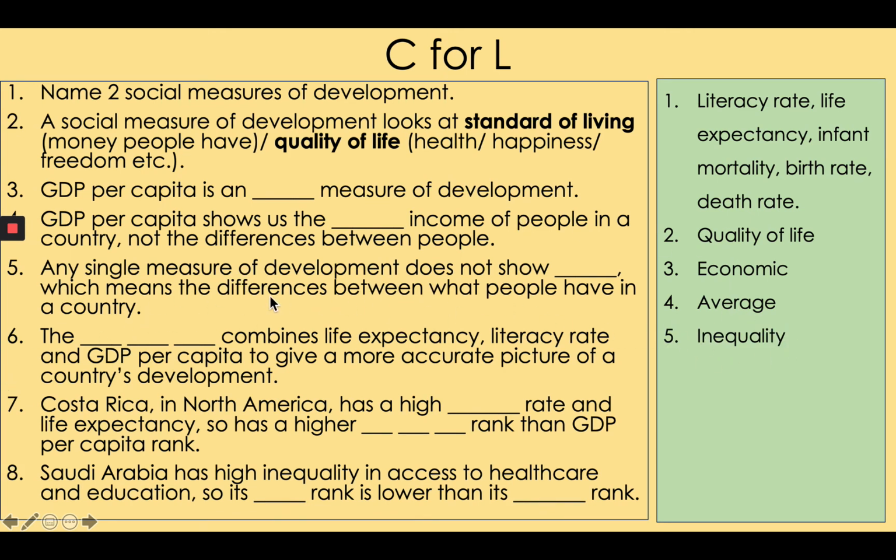Number 6, the Human Development Index combines life expectancy, literacy rate, and GDP per capita to give a much more accurate picture of a country's development. Number 7, Costa Rica in North America has a high literacy rate and life expectancy, and so it has a higher HDI rank than GDP per capita rank.